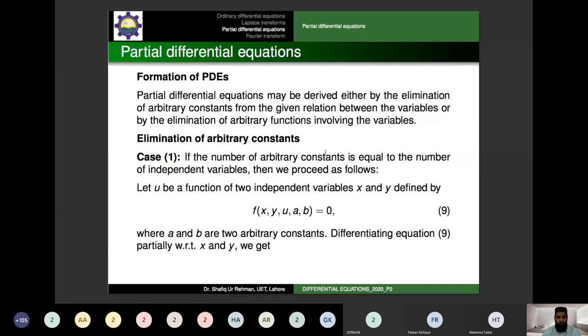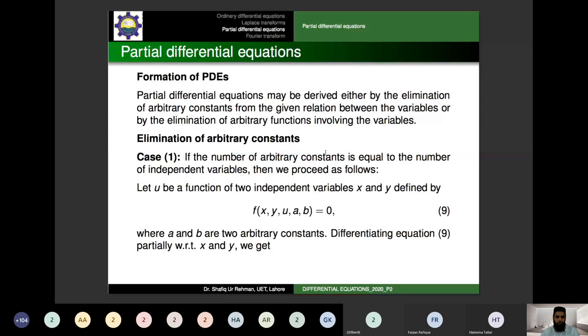When we talk about elimination of arbitrary constants, inside that we have three cases basically. Chances are there that the number of arbitrary constants is equal to the number of independent variables. So then what we have to do in order to form a partial differential equation? We need to proceed as follows.